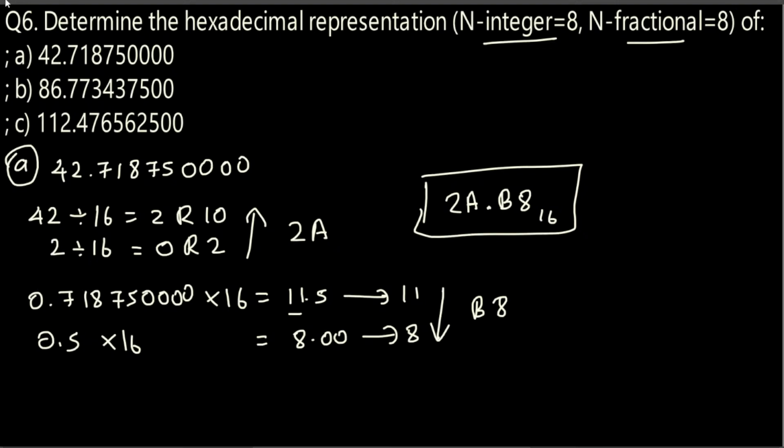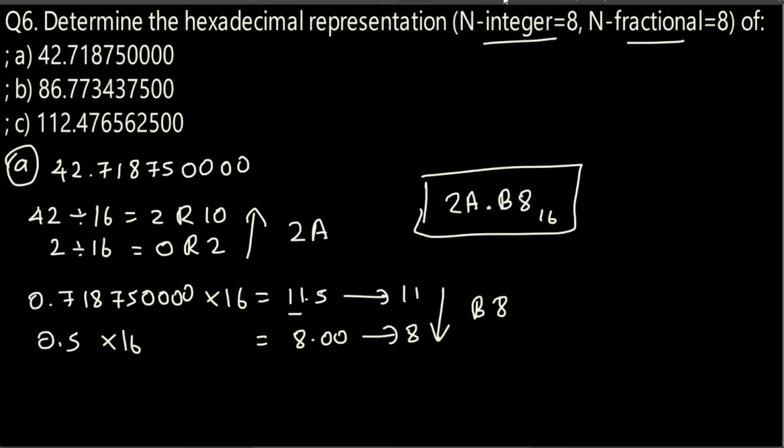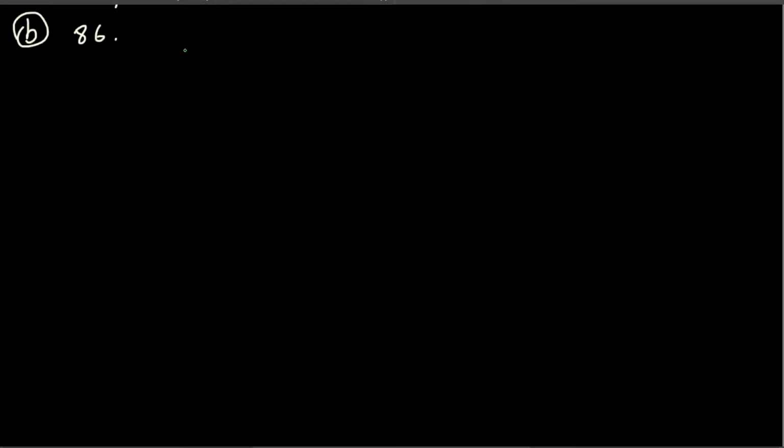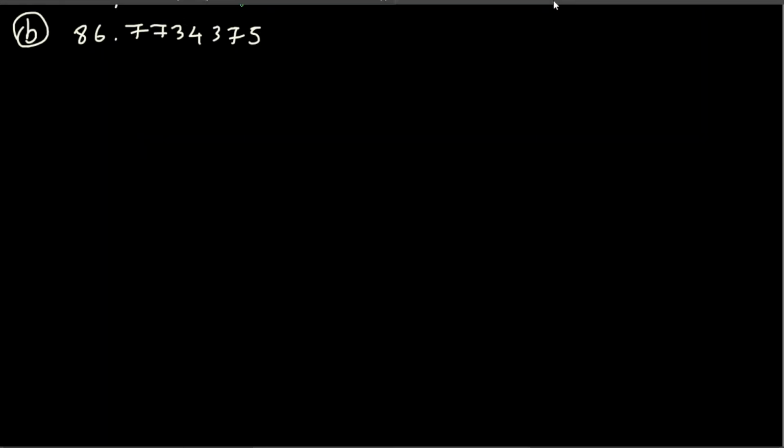Now let's look at the B part. I'm going to create a new page for it. In the B part, we have the number provided, that is 86.7734375. Okay, now let's look at the integer part.